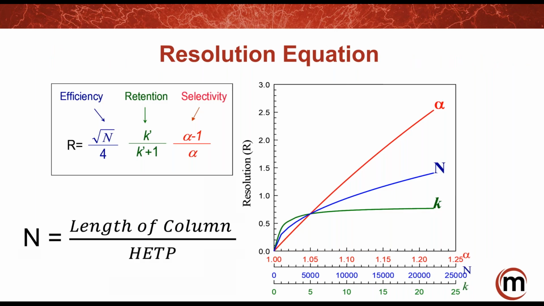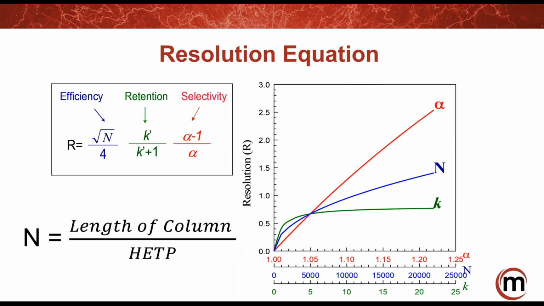So you might say, okay, cool. So I got a very monodisperse material. What is that? How does that impact my separation? So all the manufacturers show this equation. It's the resolution equation. This is a graphical representation of it.